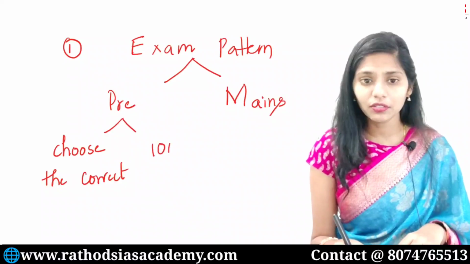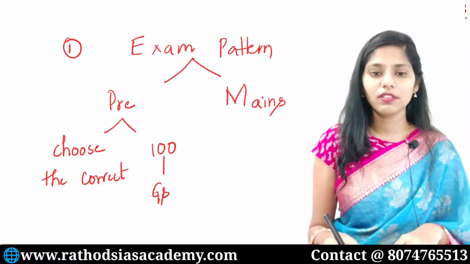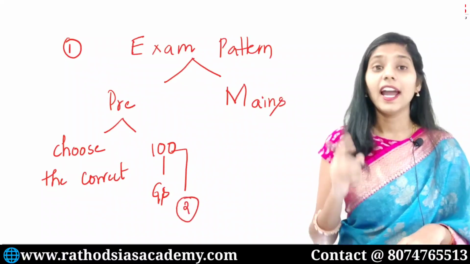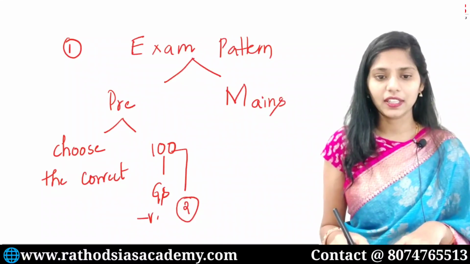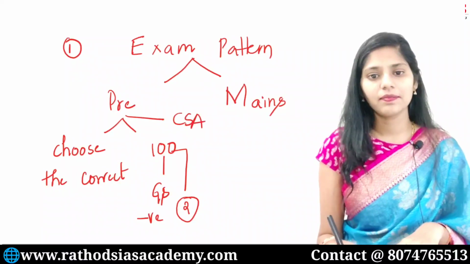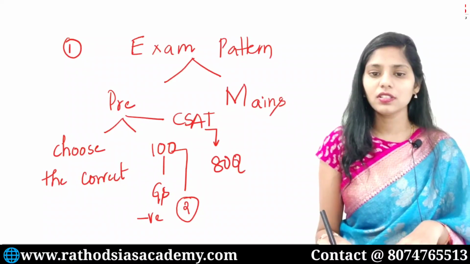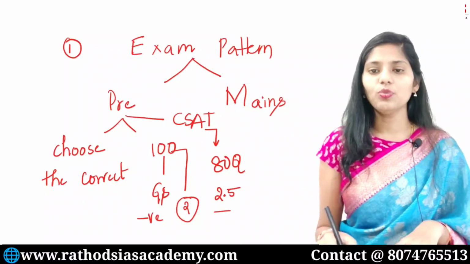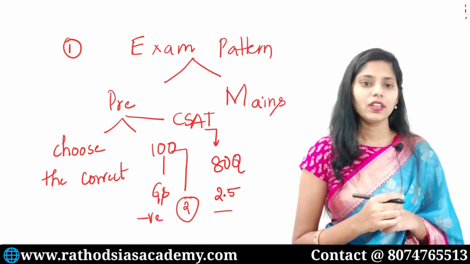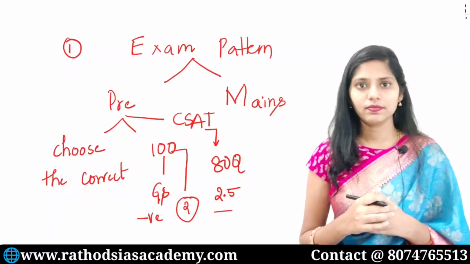There will be 100 questions from your GS, and each question will carry 2 marks. There will also be negative marking. Apart from GS, you also have to write your CSAT. In CSAT, you will have 80 questions, and each question will carry 2.5 marks. This prelims is the first stage of your examination.